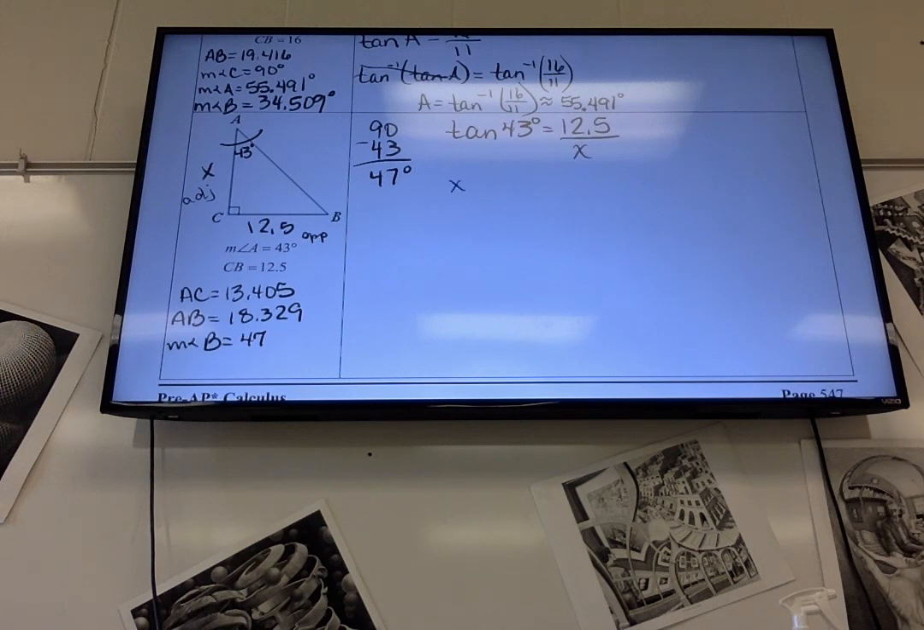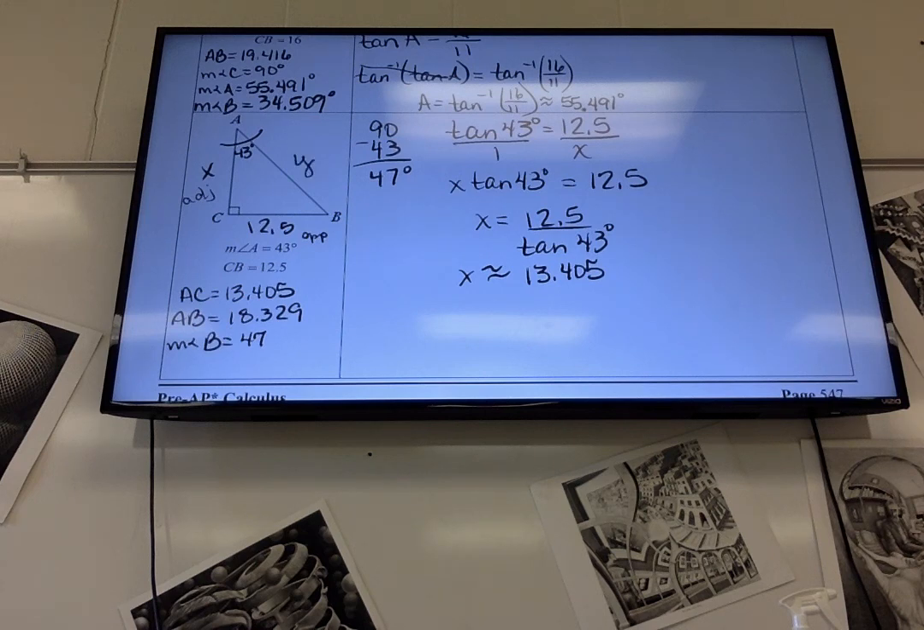Cross multiply. And divide. So it's 12.5 divided by the tangent of 43 degrees. 12.5 divided by tangent 43. 13.405. Now I'm not going to use a rounded answer because I don't have to.